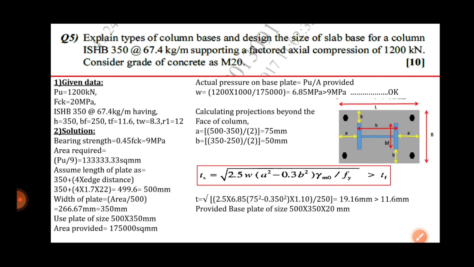Thereafter, we need to write down the size of the base plate, that is equal to 500 by 350 by 20 mm, and we have to utilize M20 anchor bolts at the corner of the plate to embed that base plate into the concrete, so that there will be no movement in the base plate.